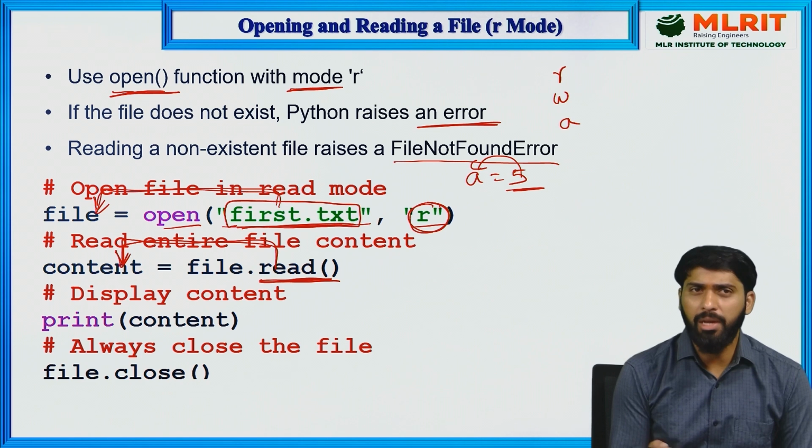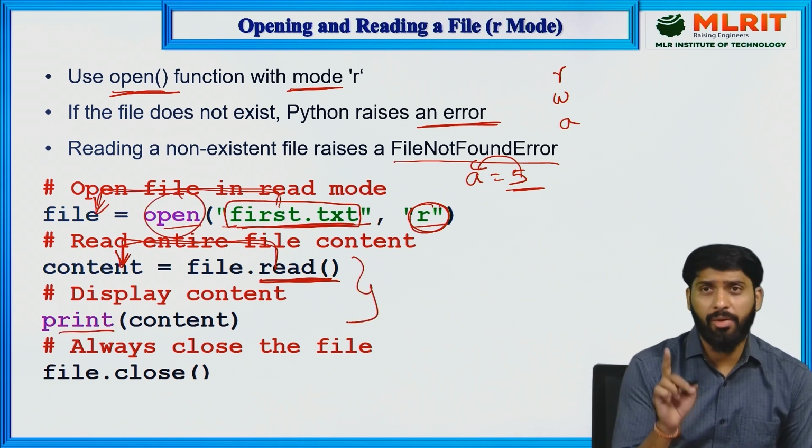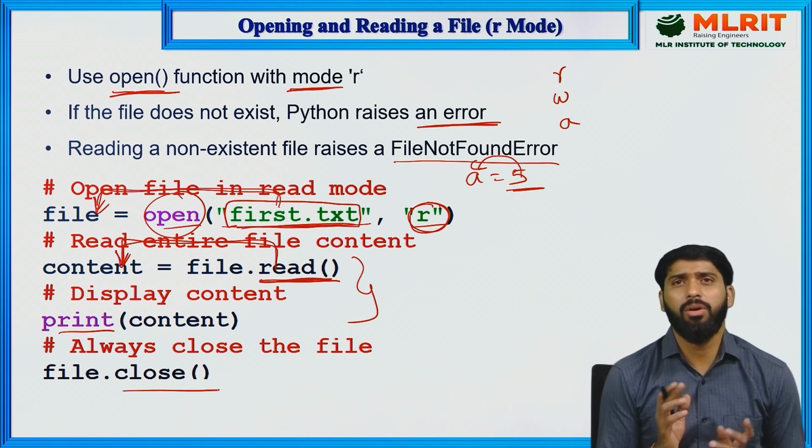How do I display? By using print. Here I opened, so this is the accessing. The final step is close. This is the close. That's it. So this is how you open a file and read a file in Python.